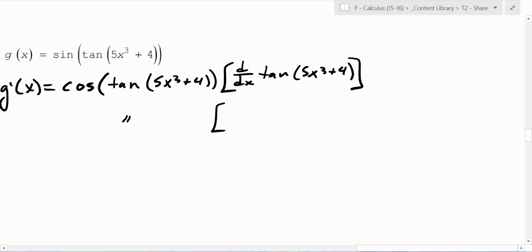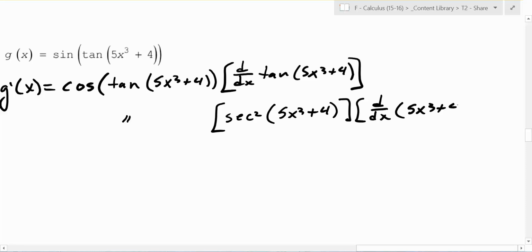What's the derivative of tangent? No, it's secant squared. Secant squared of 5x cubed plus 4. But then what do you have to multiply by on the outside now? The derivative of what? 5x cubed plus 4, right? So you have the same thing again, but what's that derivative? What's the derivative of 5x cubed plus 4?